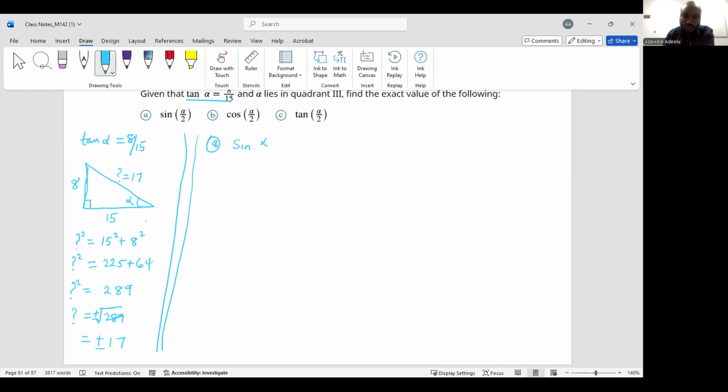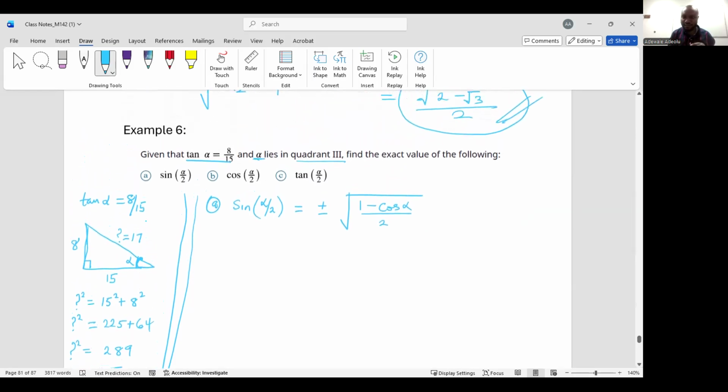Now let us find sine of alpha over 2. Remember that sine of alpha over 2, we cannot use this directly because this is alpha, not alpha over 2. But we do know that sine of alpha over 2 is plus or minus square root of 1 minus cosine of alpha over 2. The first thing we need to deal with is the sign of alpha over 2. Now, our angle alpha lies in Q3. Let us write it in interval form.